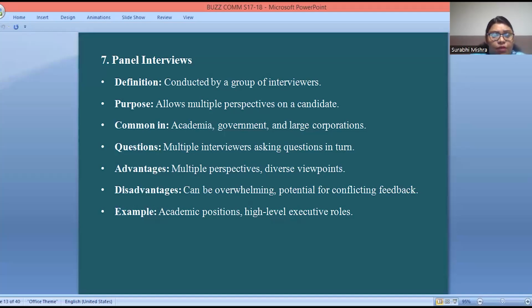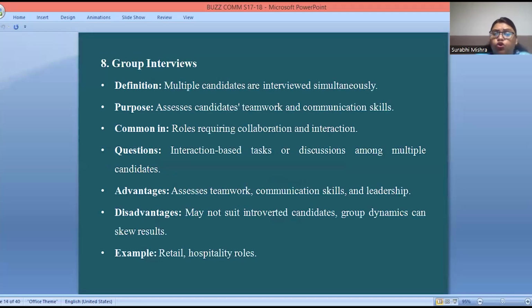Examples can be academic positions and high-level executive roles. For these purposes, panel interviews are conducted. Moving towards the next type of interview, group interviews. When we talk about group interviews, we see that multiple candidates are interviewed simultaneously.